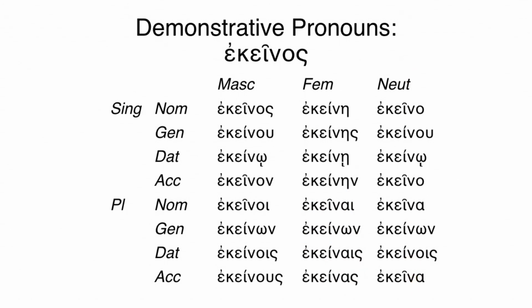Now the neuter forms using the Erasmian pronunciation. Ἐκεῖνο, ἐκείνου, ἐκείνῳ, ἐκεῖνο, ἐκεῖνα, ἐκείνων, ἐκείνοις, ἐκεῖνα. With the modern pronunciation, ekino, ekinu, ekino, ekino, ekina, ekinon, ekinis, ekina. So that rounds out our learning of these two demonstrative pronouns, houtos and ἐκεῖνος, very common words in the New Testament and very important pronouns.